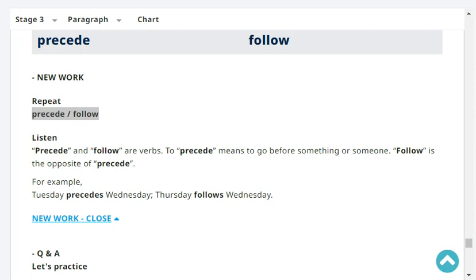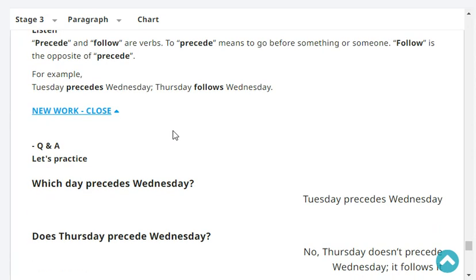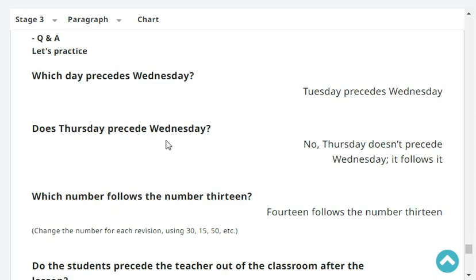Okay, listen. Precede and follow are verbs. To precede means to go before something or someone. Follow is the opposite of precede. For example, Tuesday precedes Wednesday. Thursday follows Wednesday. Let's practice. Which day precedes Wednesday? Tuesday precedes Wednesday.